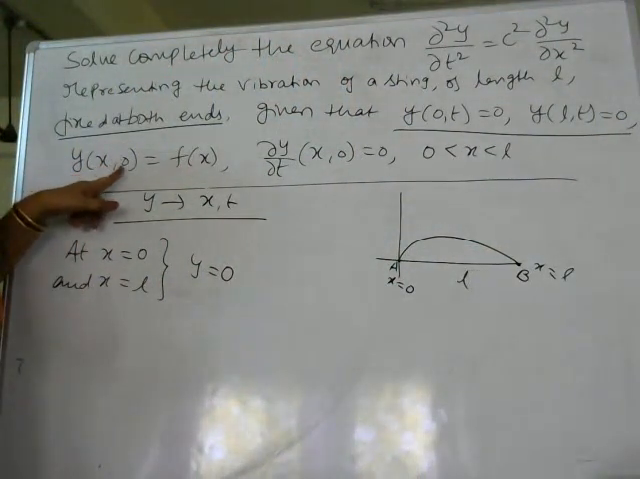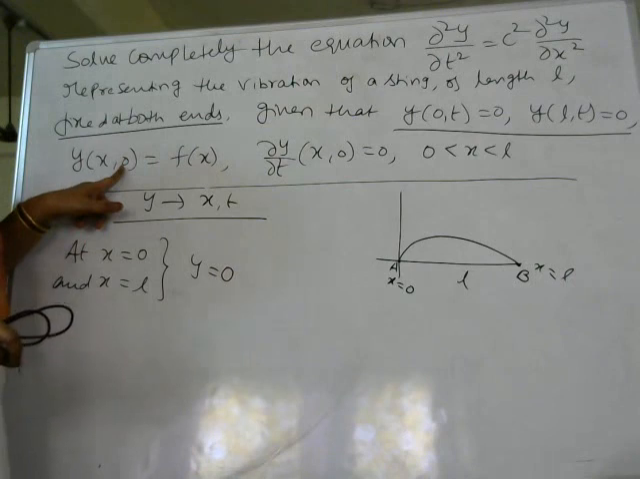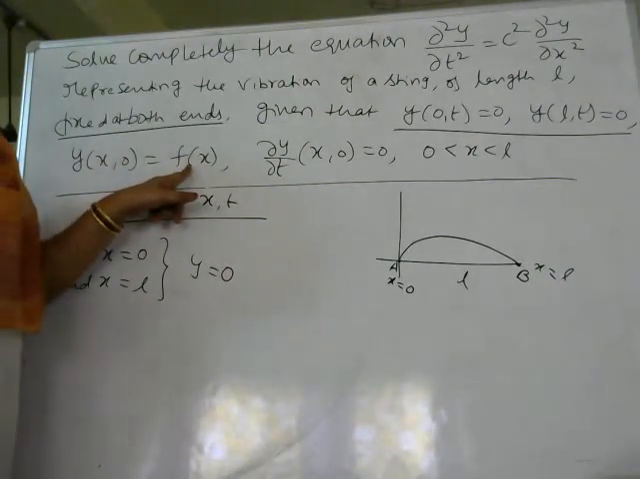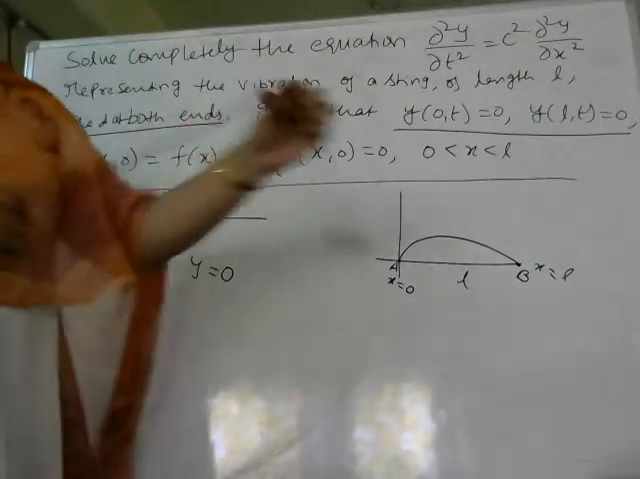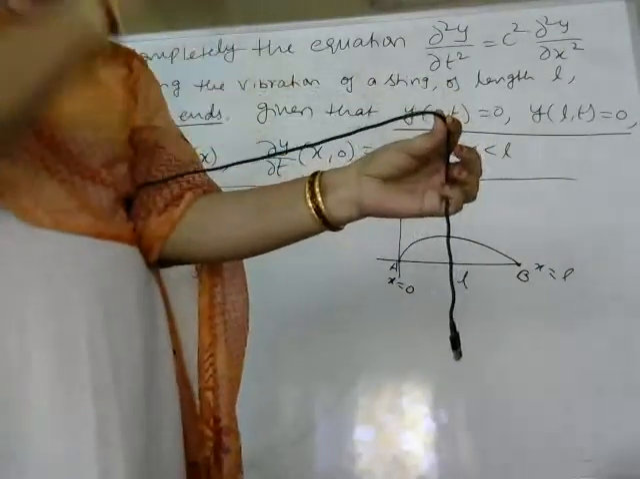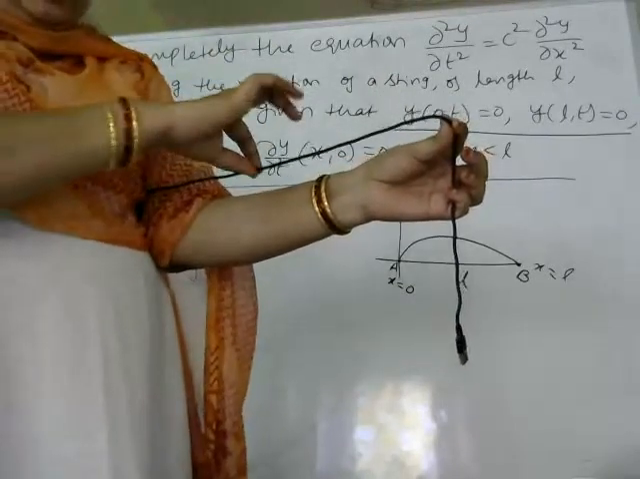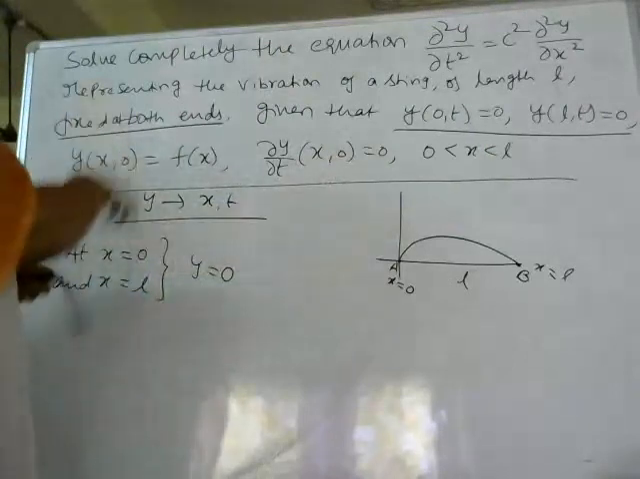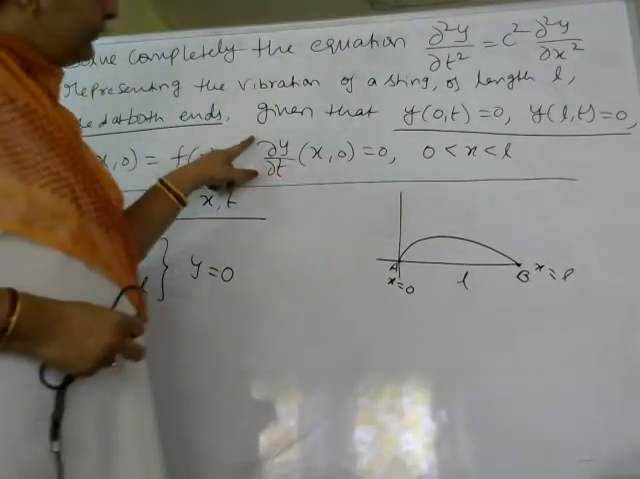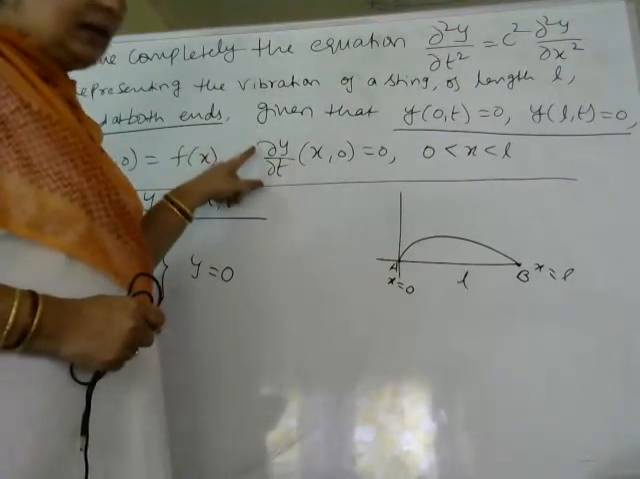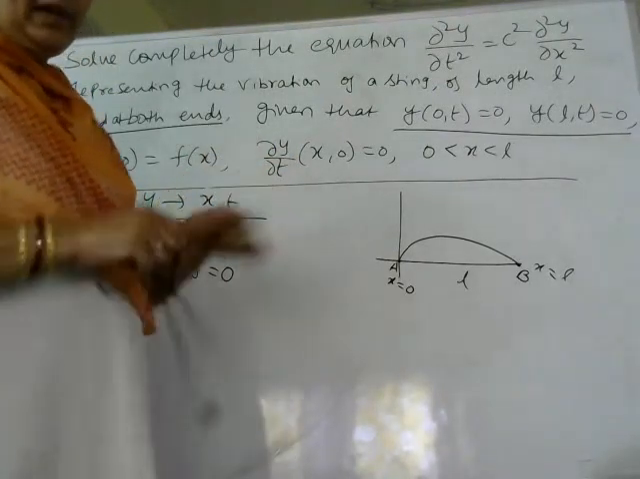At t is equal to 0, initially the string is having some displacement. How it is having some displacement? To vibrate the string like this, we are plucking it. Unless we pluck the string, it can't vibrate. So initially we are plucking it. So means initially we are having some displacement. But what is the meaning of dou y by dou t? If y represents the displacement, dou y by dou t represents the velocity.